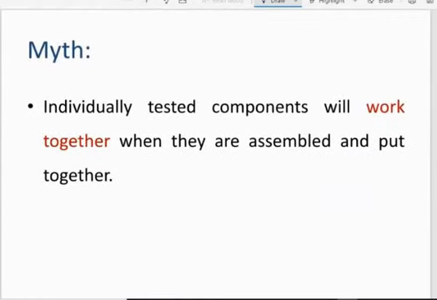Before that we have some myths associated. The myth is that individually tested components will work together when they are assembled and put together. That means the myth is that if all the individual components of the product are tested, then after integration of those individual components also, my entire product is going to work fine. This is a myth, because many times it happens, right?